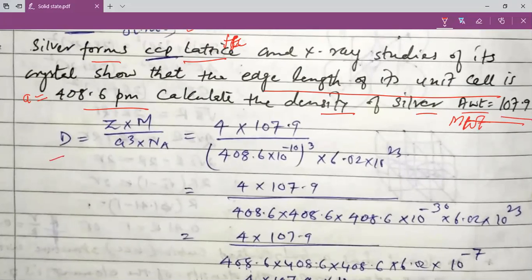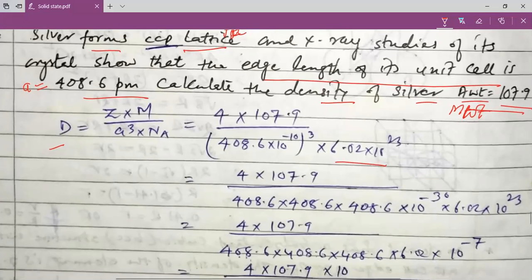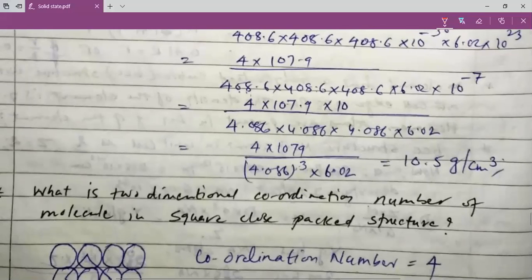We know that the formula for density is equal to Z multiplied by M divided by a cube into Na. For Z we can write 7, for M we can write 107.9, for a we can write 408.6 into 10 to the power minus 10 centimeter, because density can be measured in gram per centimeter cube, and then we have the value of Na. By doing all this calculation, my dear students, we can find out that the density of that silver crystal is 10.5 gram per centimeter cube.